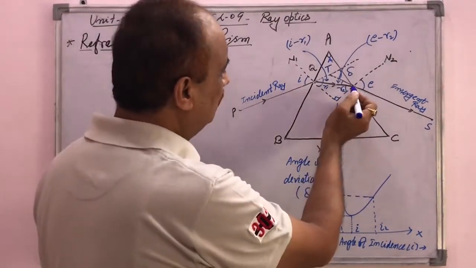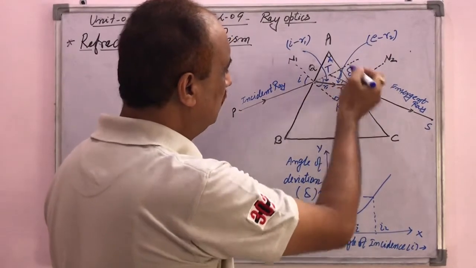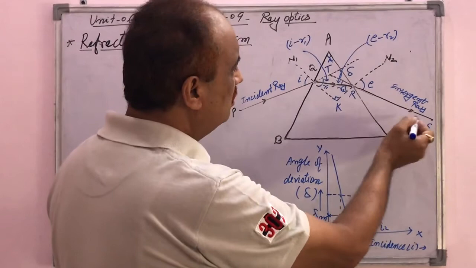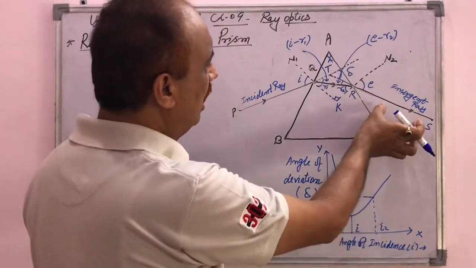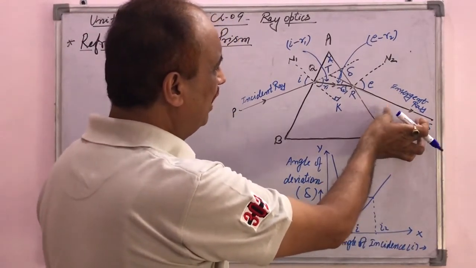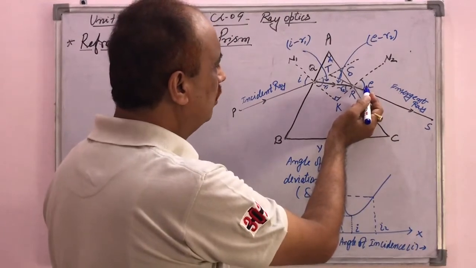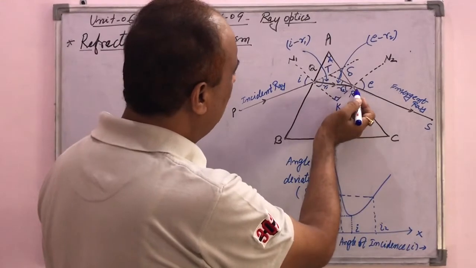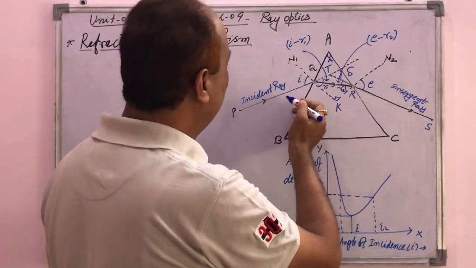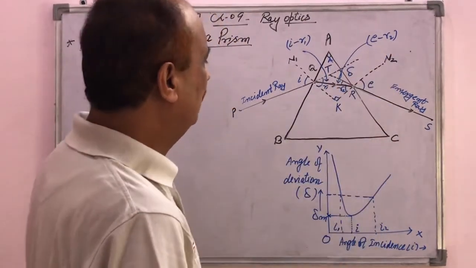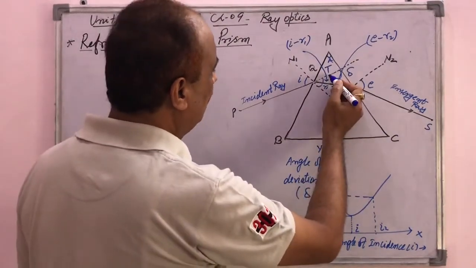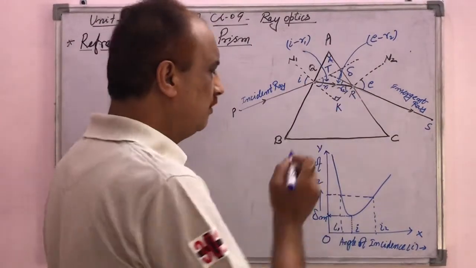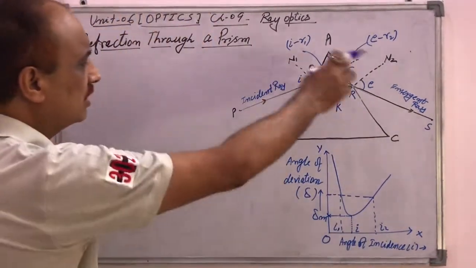And after that, when second refraction takes place on the face AC of the prism, the ray RS emerges out. So RS is the emergent ray. It makes an angle E, that is called angle of emergence. When the emergent ray is produced backward and the incident ray is produced in the forward direction, they intersect at a point T, where the angle is formed, and that is known as angle of deviation. So these are the conditions.